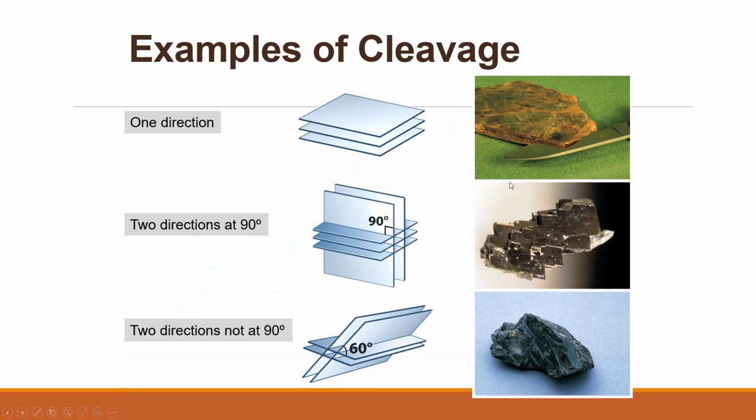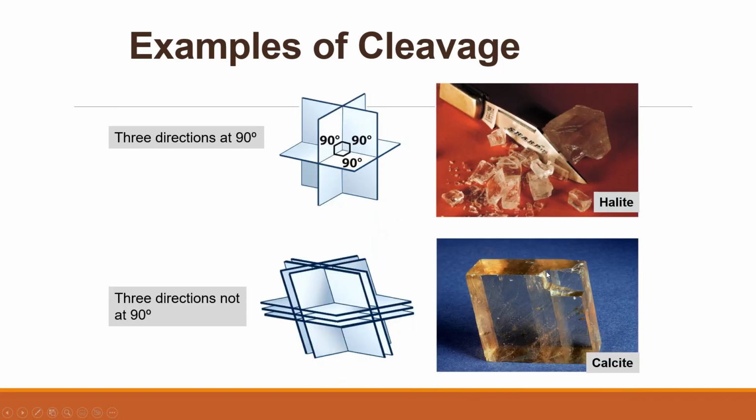So we can have cleavage in one direction, that would be like a sheet. We can have cleavage in 2 directions at 90, where we basically will be chopping it. We can chop it this way and this way. We can have 2 directions not at 90, so same idea, only it's not squared. We can have 3 directions at 90, so that's where we're going to break it into actual cubes. And we can have 3 directions not at 90, which is where we're going to break it into rhombs.